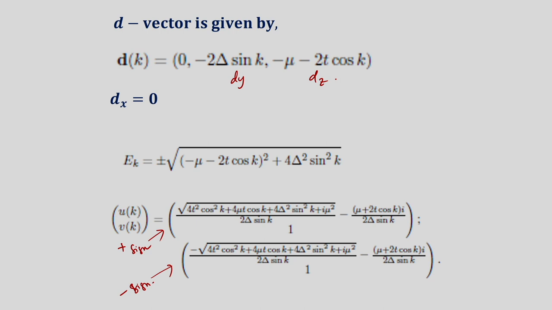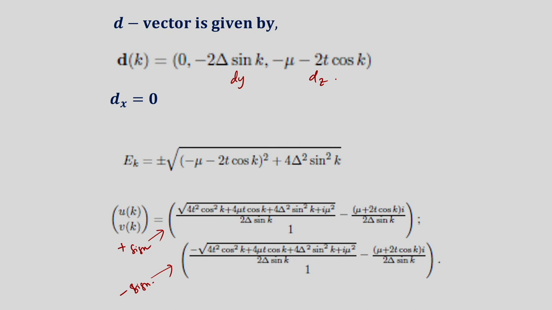have seen for the SSH model, excepting one very crucial point which I had indicated to you. You have to use an identity in order to get the Kitaev model in a closed form, in the form of D dot sigma, and that's what we have done. So there is nothing new so far, excepting that in the SSH model we had dz equal to 0, here we have dx equal to 0, and this dy and dz are both functions of k.